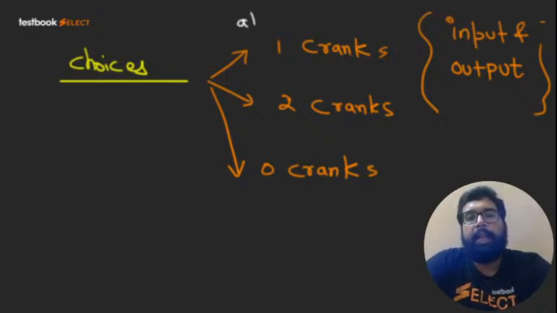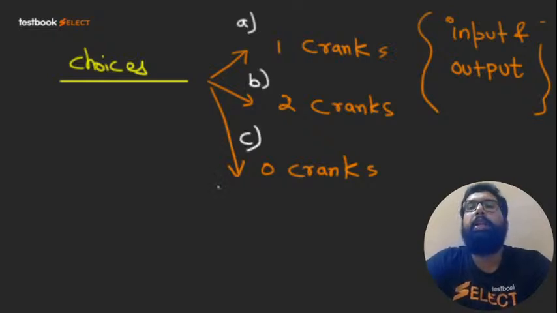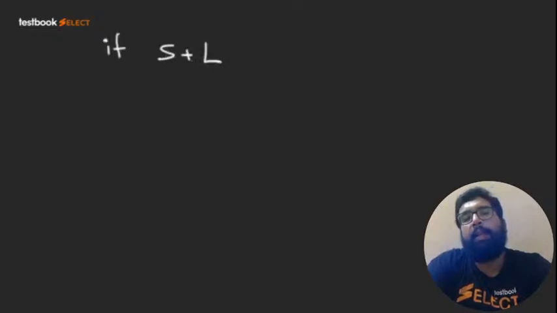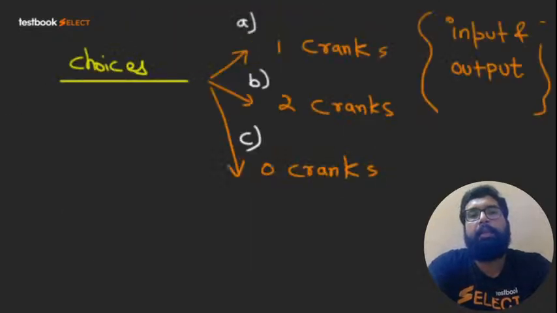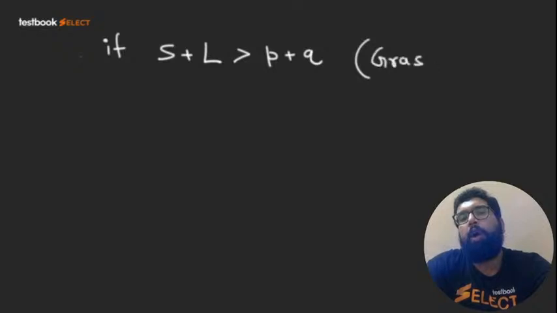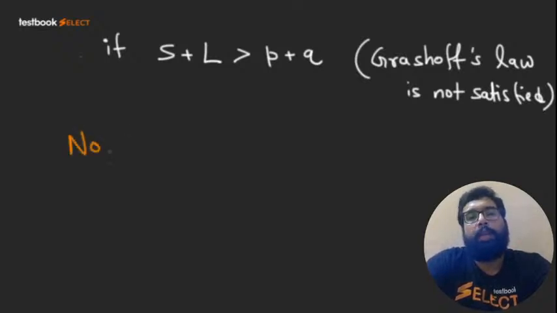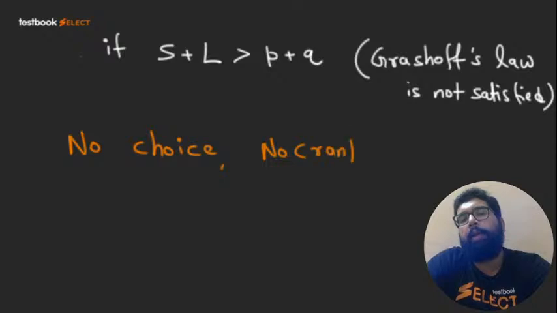Let's say this is A, this is B, this is C. As in the question also, we get options. Grashoff law is giving us options. But you will get these options only when Grashoff law is satisfied. Now, if Grashoff law is not satisfied, that is, if S plus L is greater than P plus Q, what choice are we left with? We have no choice now. We won't be getting any crank. No crank will be obtained.